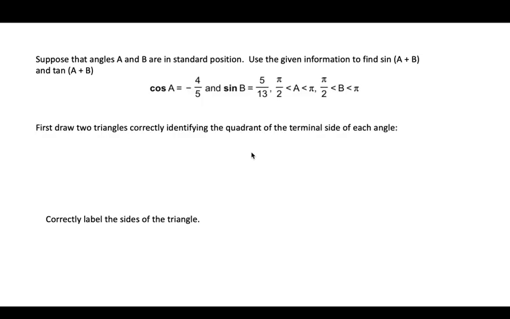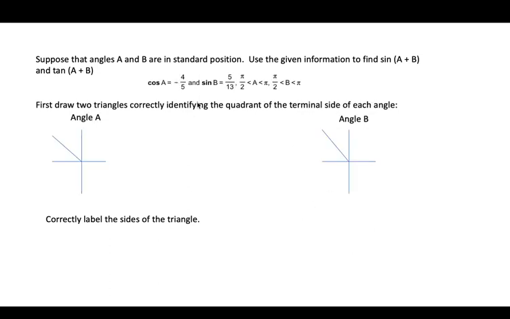The first thing you want to do is draw two triangles, correctly identifying the quadrant of the terminal side of each angle. So you're going to have a triangle for angle A and a triangle for angle B. And correctly label the sides of the triangle with the given information.